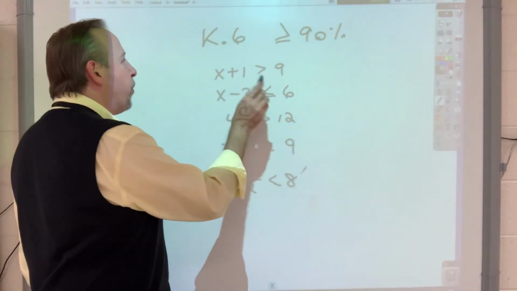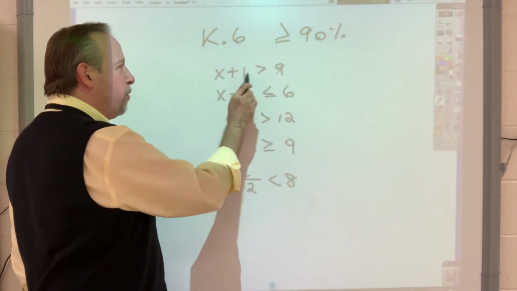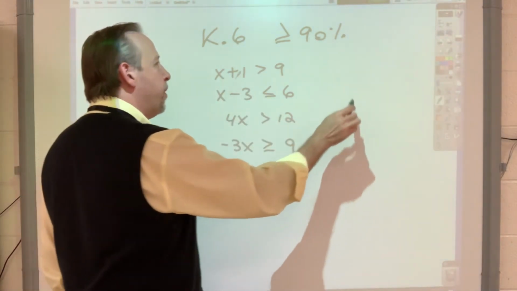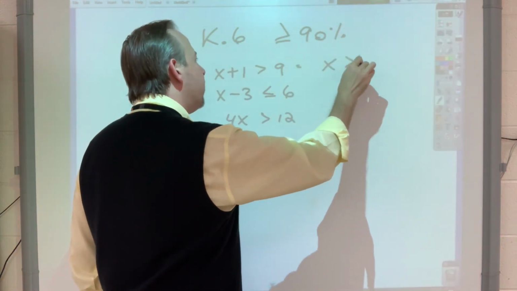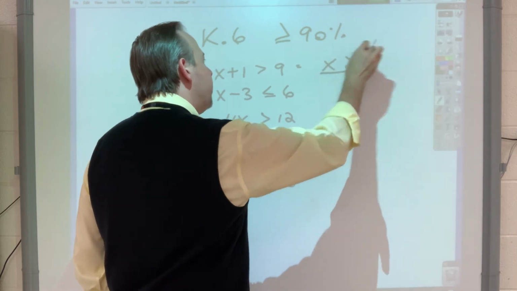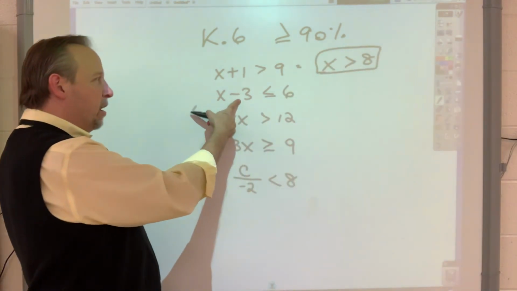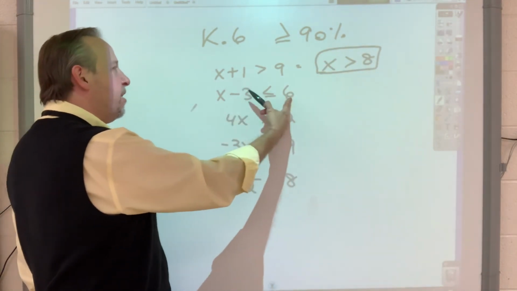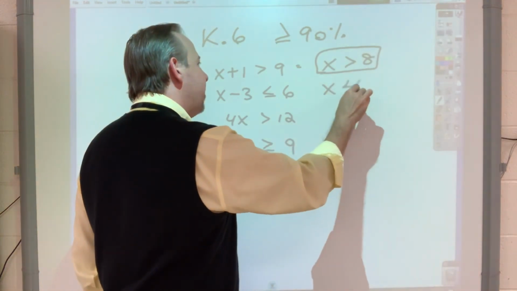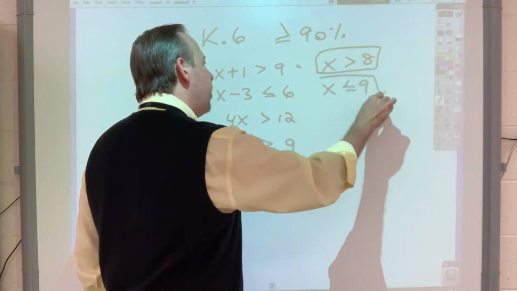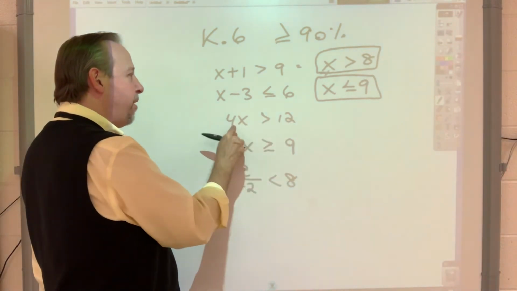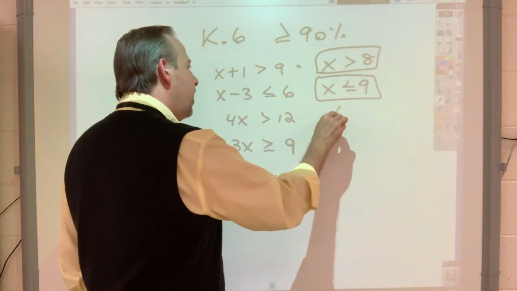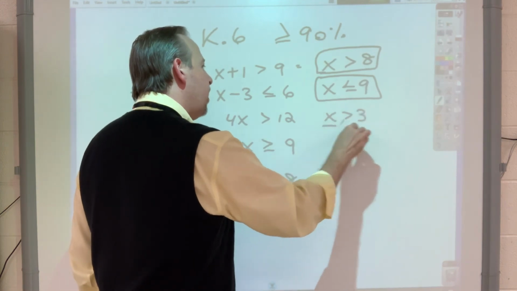What would you do for this problem? Well, hopefully you recognize you would subtract 1 from both sides. So if I subtract 1 from both sides, x is greater than 8. And we'd be done with that problem. How about over here? I add 3 to both sides. X is less than or equal to 9. Pretty easy, right? How about this one? I divide both sides by 4, and x is greater than 3.